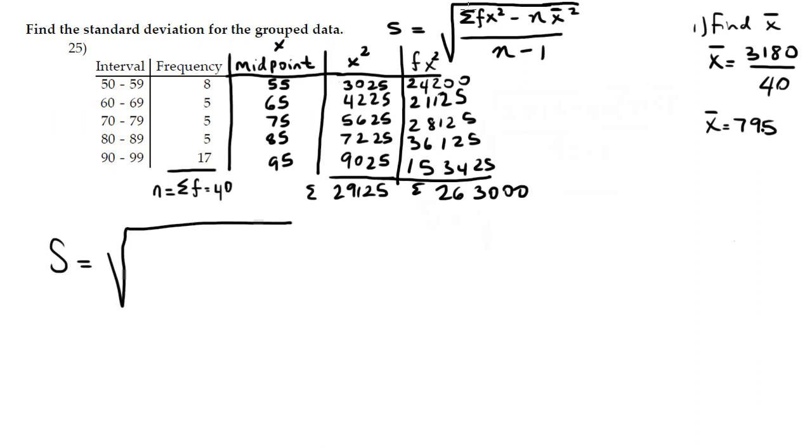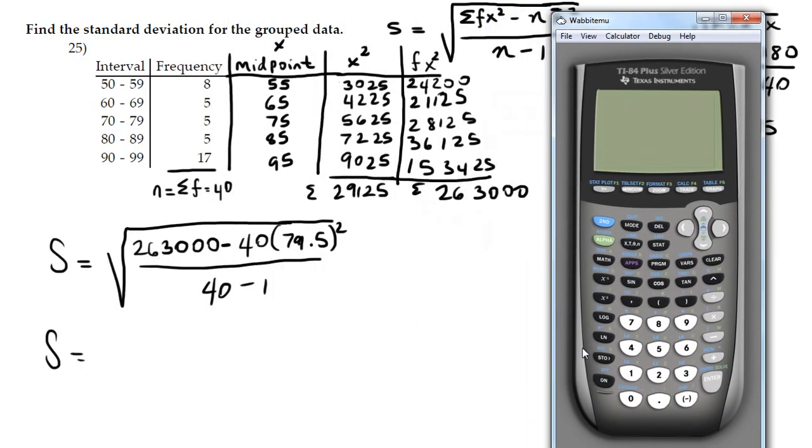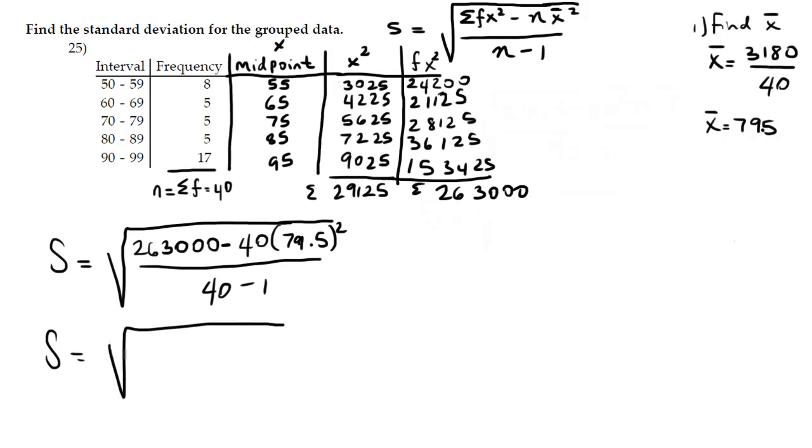Let's see if this all works out. So the sum of the frequency times x squareds, that's here, 2630 minus n, which is 40, times 79.5 squared, all over 40 minus 1. So if you have a 2-line display calculator, you can type that first line in the numerator directly. 2630 minus 40 times 79.5 squared. And so my numerator is 10,190. 10,190 divided by 39.